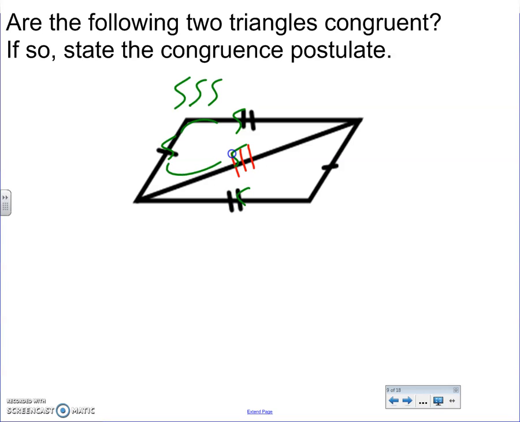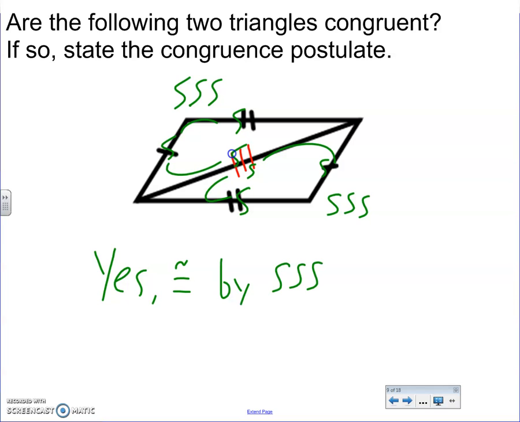On the bottom, there's also 3 S marks. However you connect it, doesn't matter. It's triple S. Are they the same thing or matching? Answer is yes. These are congruent. Yes, I'll say congruent. I'll say by SSS.